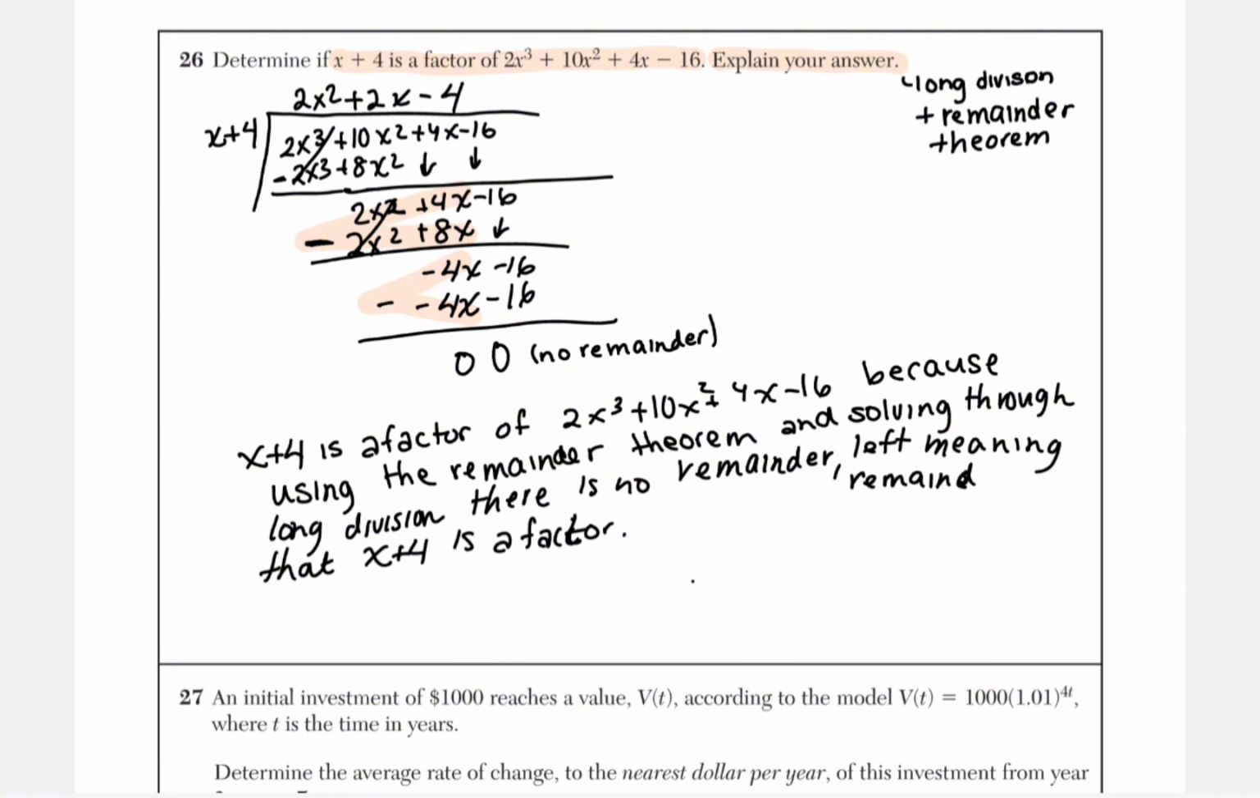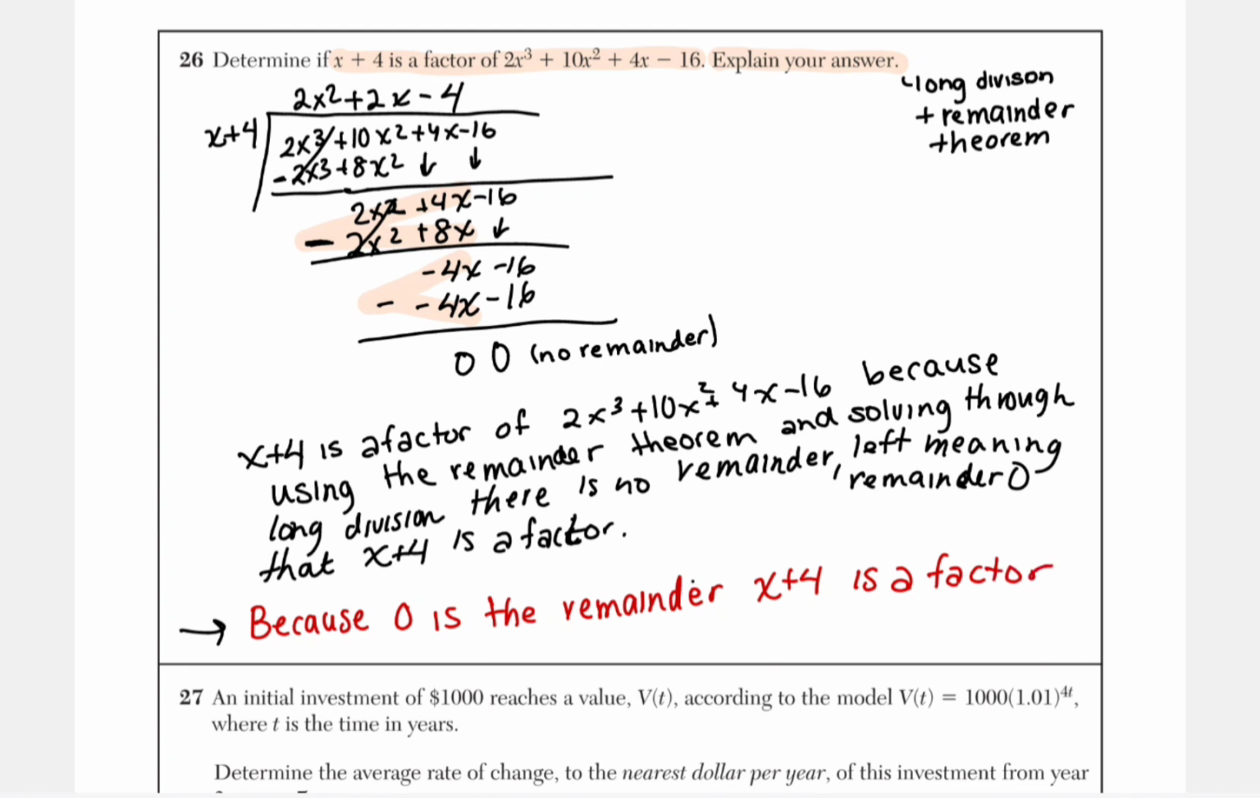You can just add that, meaning that x plus 4 is a factor. Because 0 is the remainder, x plus 4 is a factor. I'm going to write it again here in shorter terms and in a different color. Because 0 is the remainder, even if you don't mention the theorem, x plus 4 is a factor. You always want to start with the answer: yes, because 0 is the remainder, x plus 4 is a factor. Always make sure you answer the question. That is number 26.